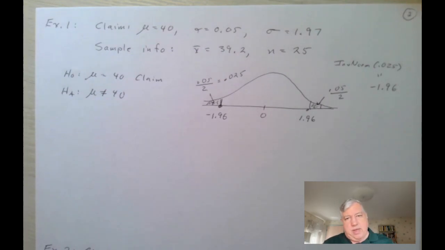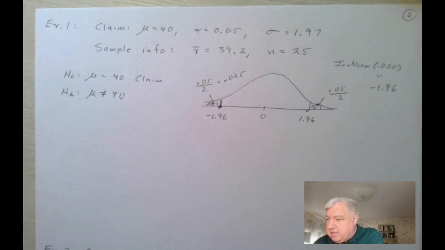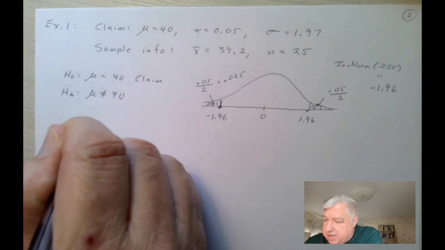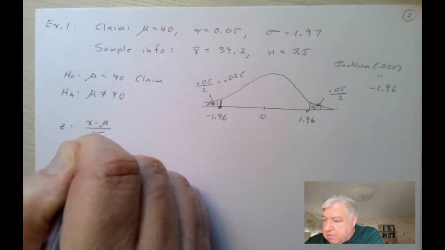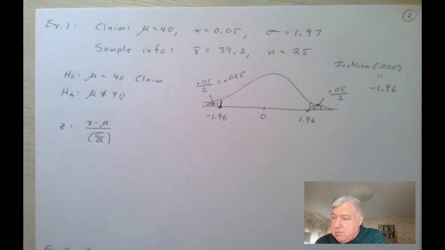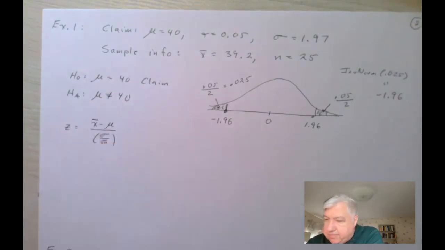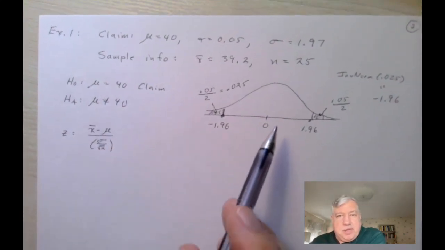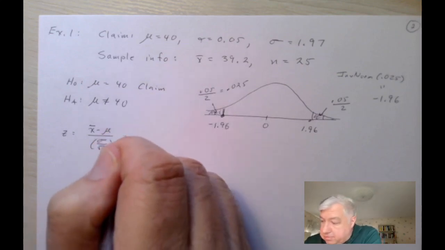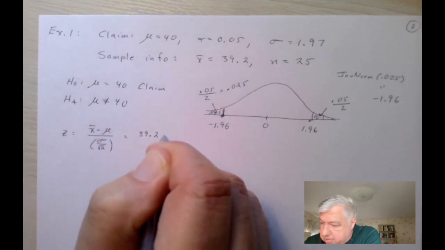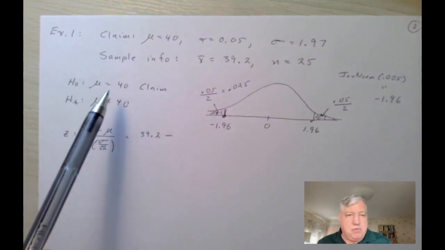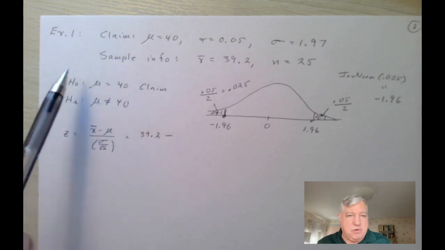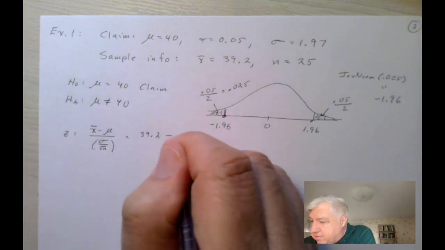Now I go ahead and test. Do a sample, compute the standardized test statistic, z, which is x bar minus mu divided by sigma over square root of n. Okay, x bar is given. It's 39.2. Now what is mu? Well, we are assuming mu is equal to 40, right? That's our null hypothesis. So mu is 40.